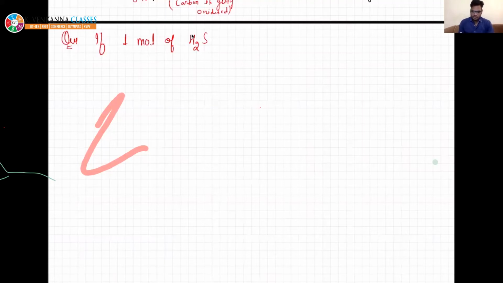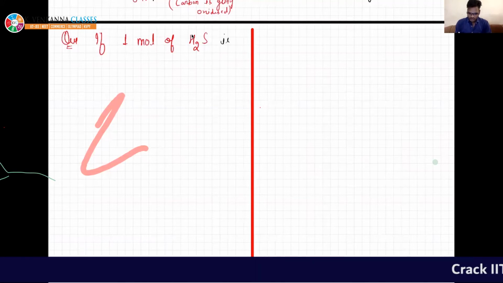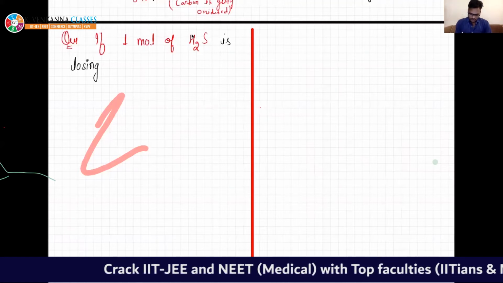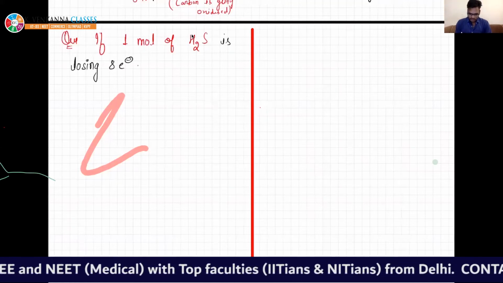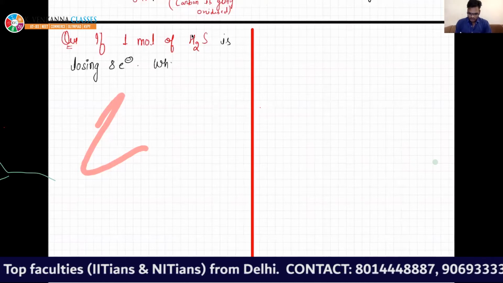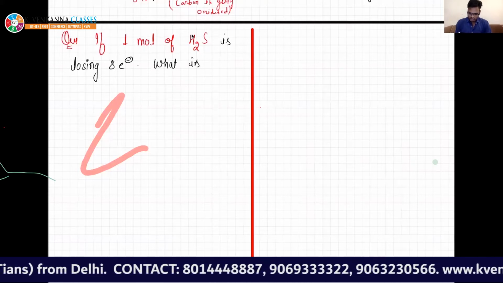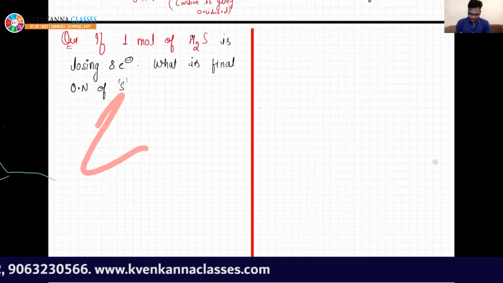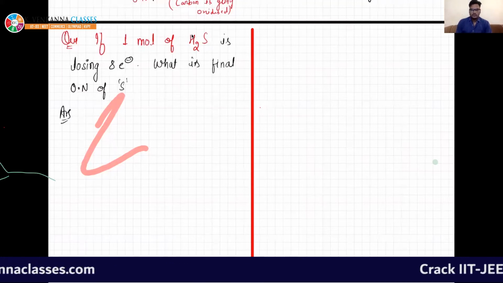If 1 mole of H2S is losing 8 electrons, what is the final oxidation number of sulfur? This is the question. Okay, so now focus over here.